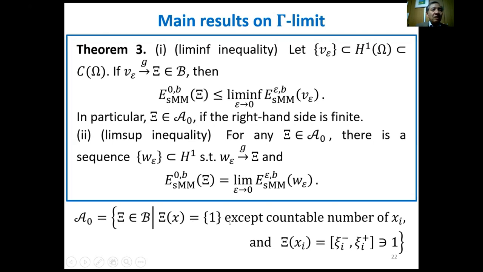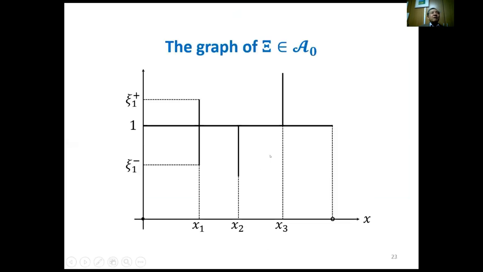So this A_0 is something like this: it is one except for a countable number of x. In the limsup inequality, for any xi, there is a sequence w_epsilon, which converges in the graph sense to xi, such that this limit is actually attained. So this is one of the main theorems of our work. And here's a typical graph belonging to A_0. So this is one except for finitely or countably many points, which can be densely distributed. And xi minus and xi plus form a closed interval. So this x_i is a place where xi is not singleton valued. This is a set value, whose value is not a singleton, yes, an interval.